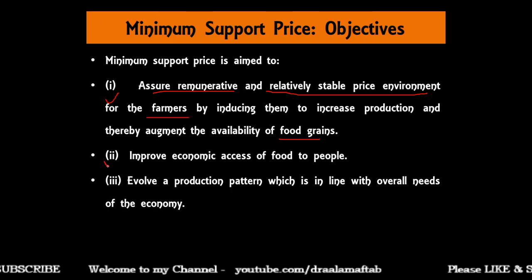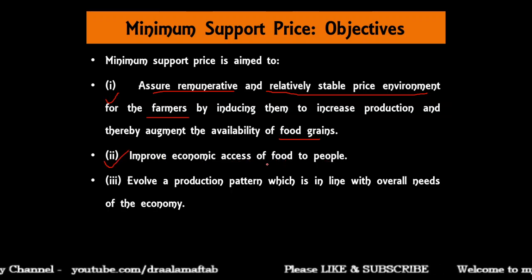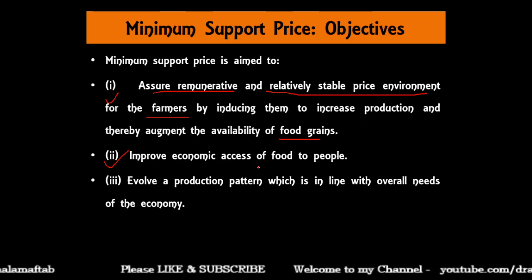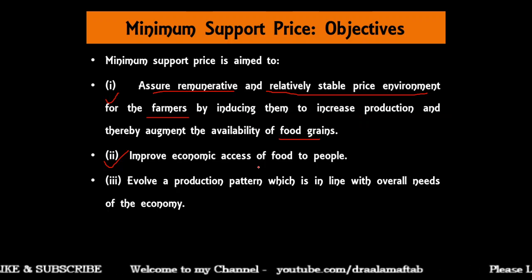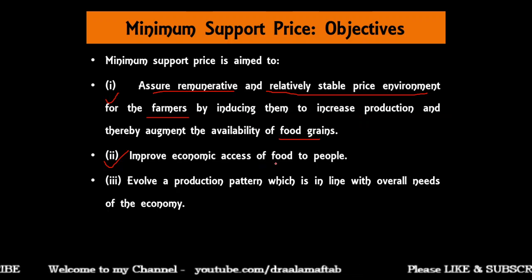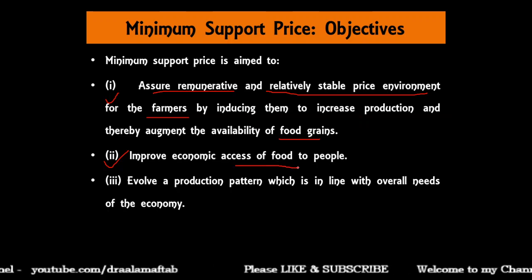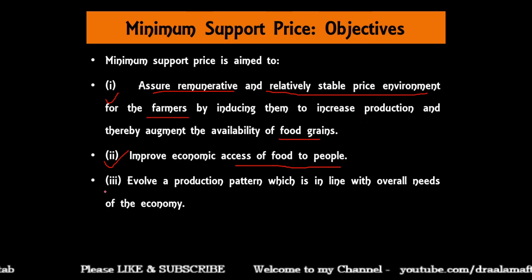The second objective is to improve economic access of food to the people. When there is abundance of food because the farmers grow more food grains for good prices, the food availability will increase and access of food to the people also increases. So this is the second objective of minimum support price.